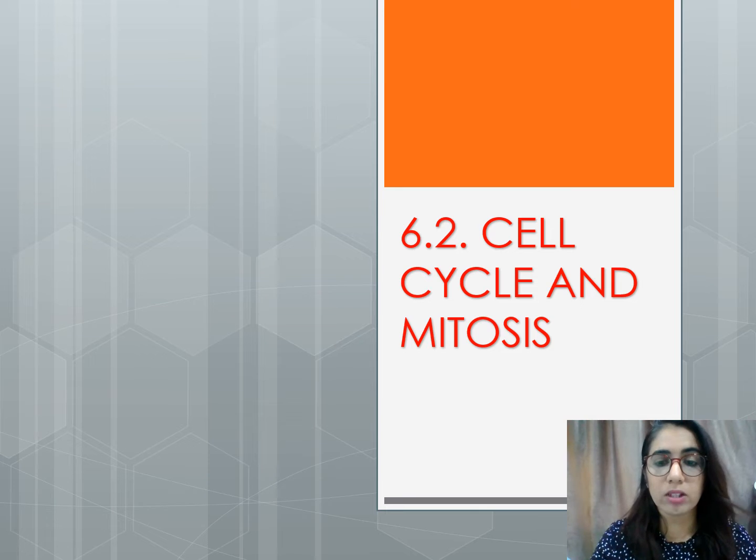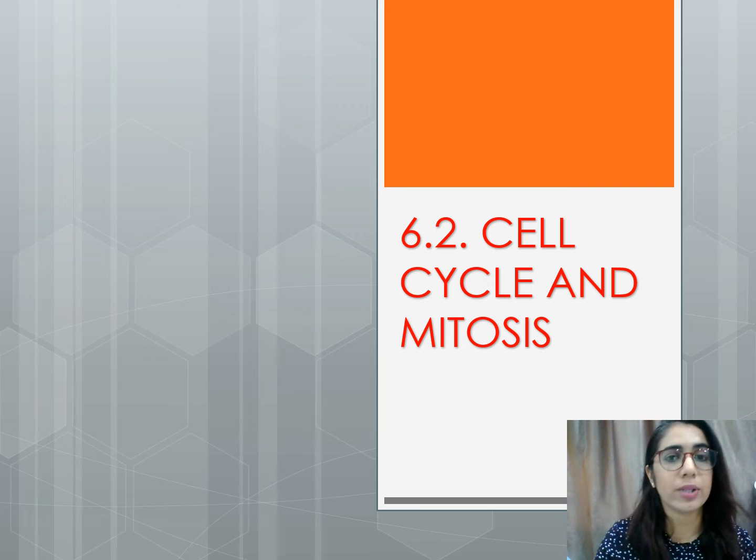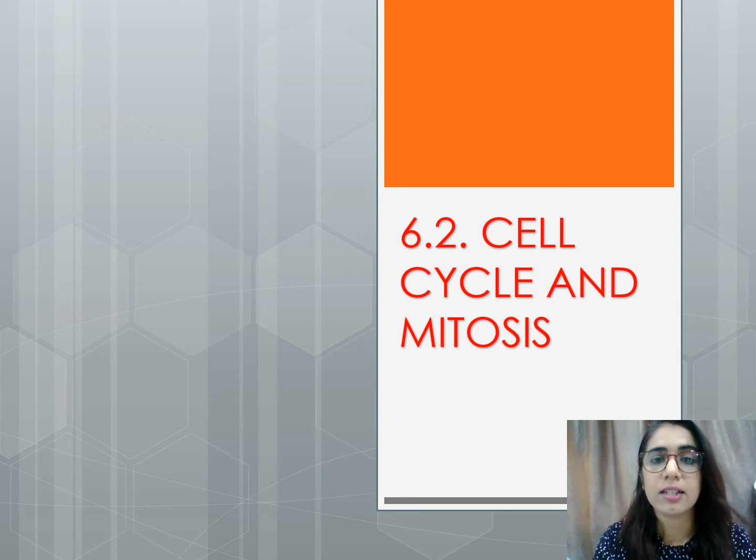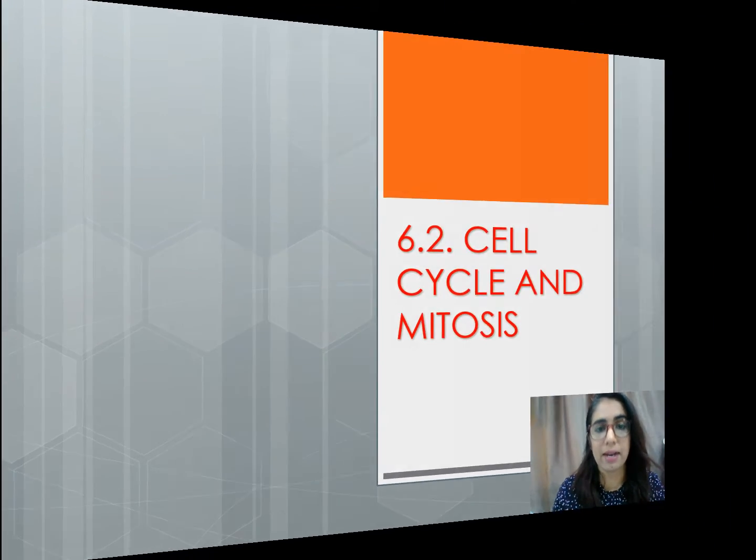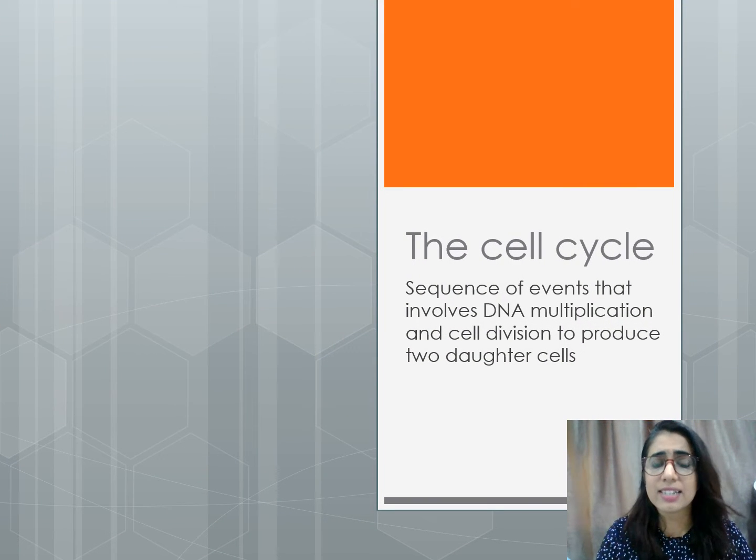Now we will go through the cell cycle and mitosis in the next subtopic. So you know about cell division, you have recapped a little on the number of chromosomes, and you know what diploid and haploid cells are. Now the cell cycle is a sequence of events that involves DNA multiplication and cell division to produce 2 daughter cells, by mitosis.